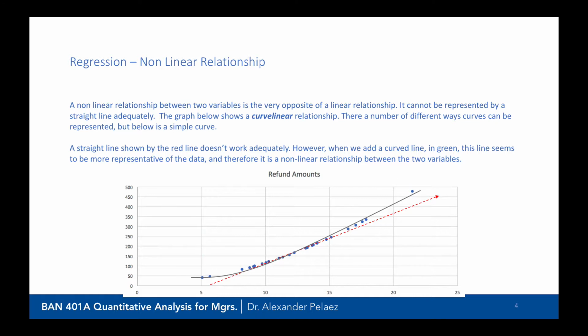And we do have a green line here, which actually has a slight curve to it, and this line seems to do a better job in predicting the relationship between the two variables. So this is how you can tell the difference between a curvilinear relationship, represented by the green line, and what would be a linear one, which would have been represented by the red line.